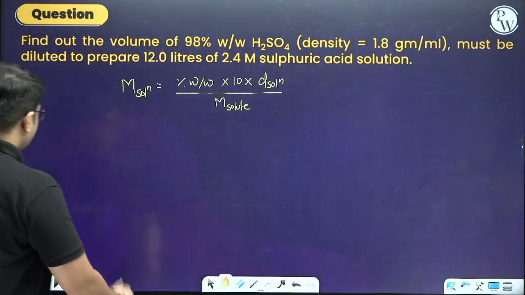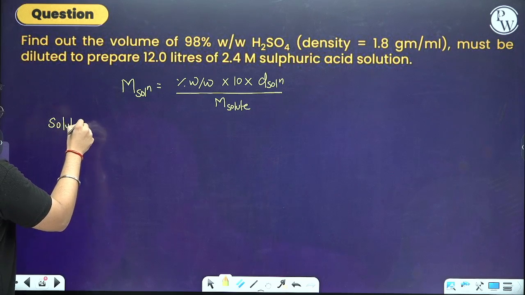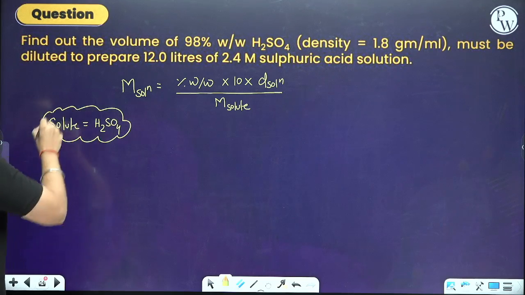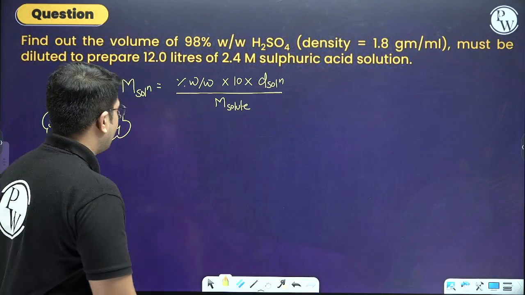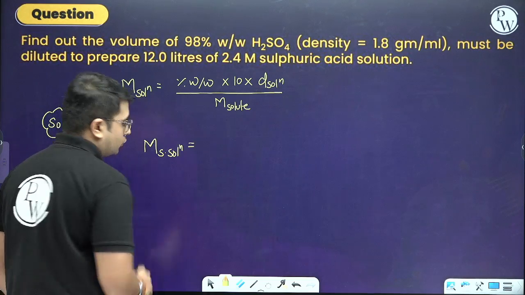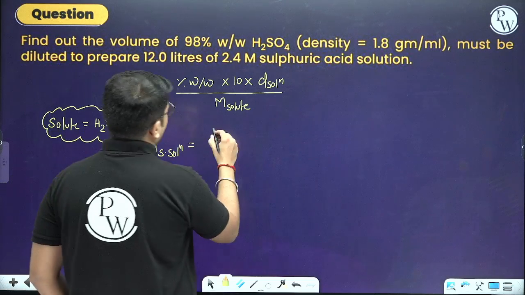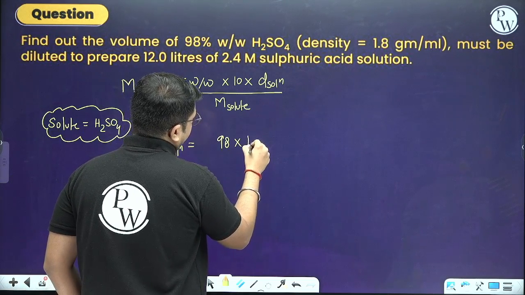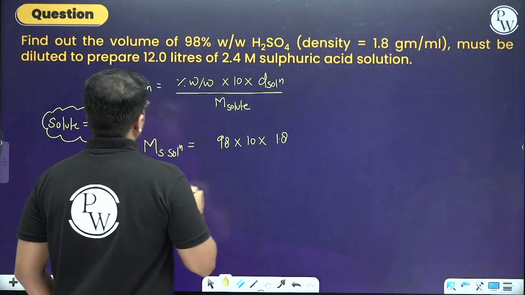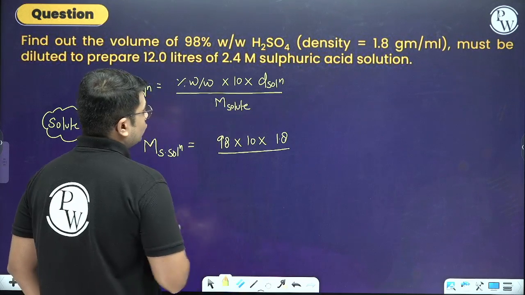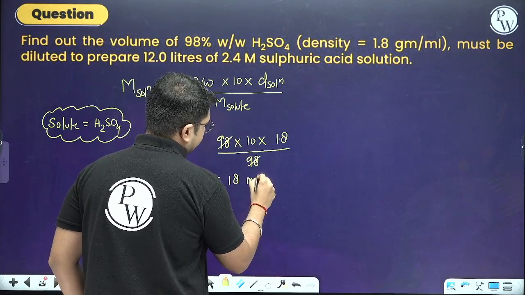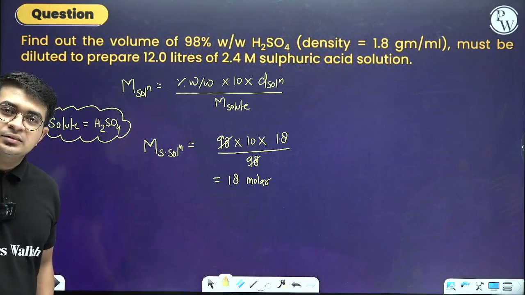Now in this case we know the solute is H2SO4. So I am calculating the molarity of the stock solution first, which is equal to percentage W by W, 98, multiplied by 10 multiplied by density, 1.8, divided by the molar mass of solute, which is again 98. So we can say the molarity is 18 molar. This is the molarity of the stock solution.